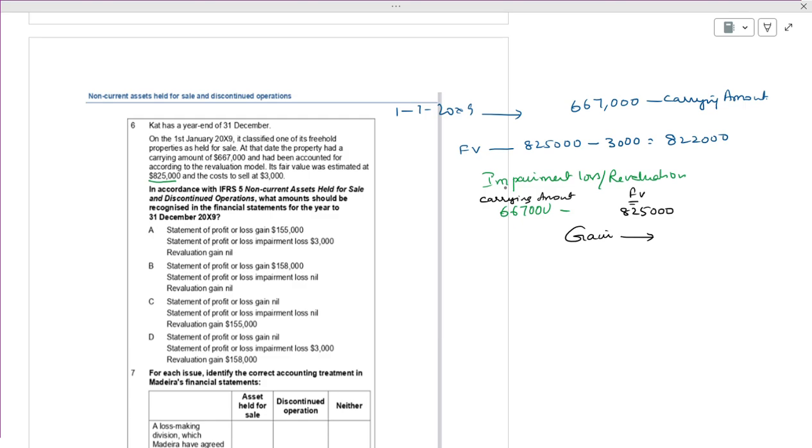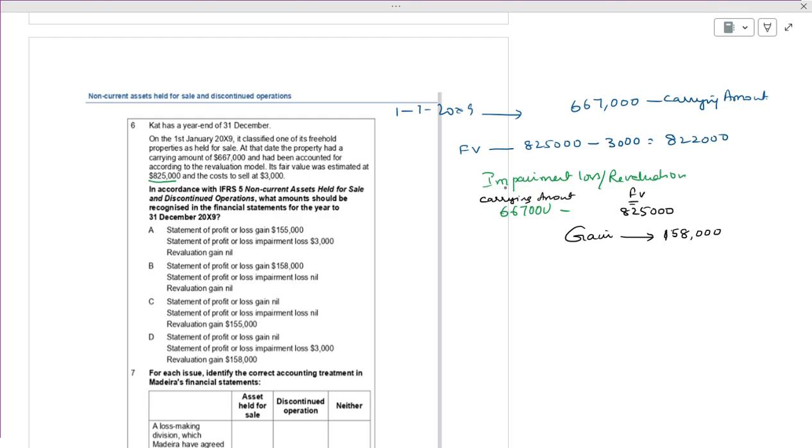What is the difference? 155, 150. Again, check. 667 and 825, the difference is 158. You have to show it separately. Everything should be separate. Gain is 158.